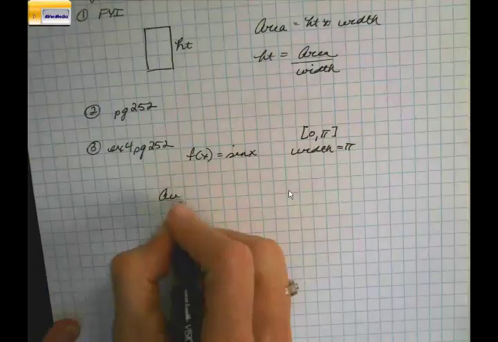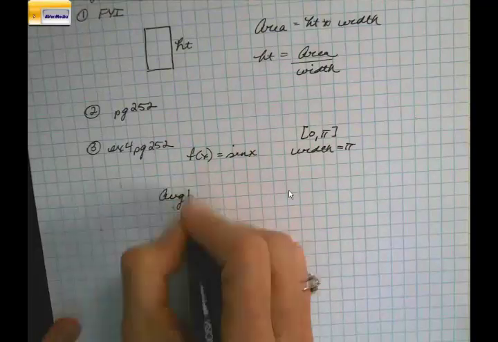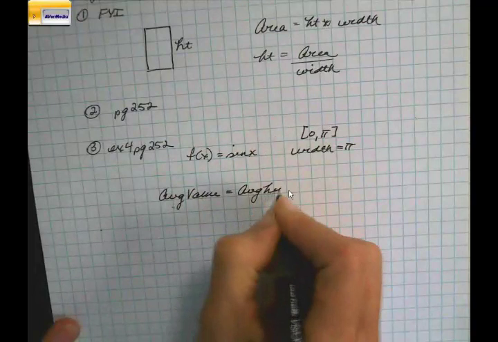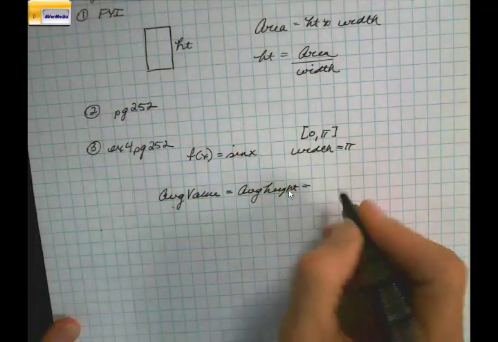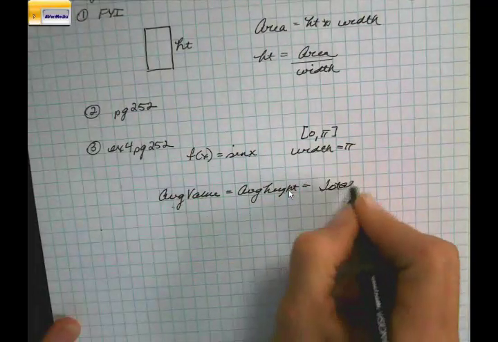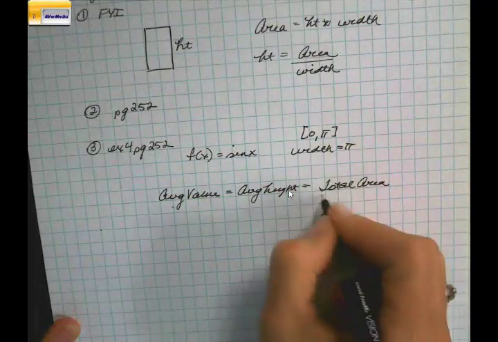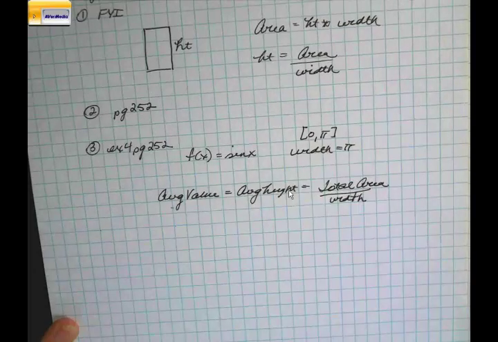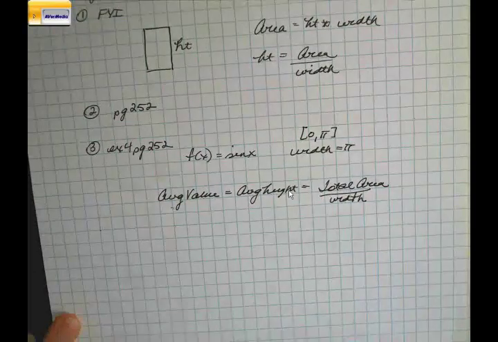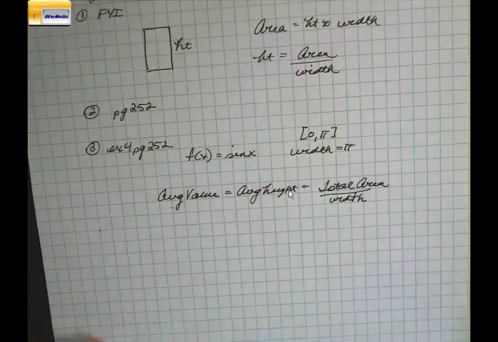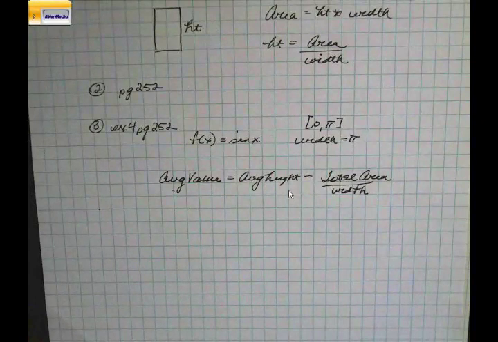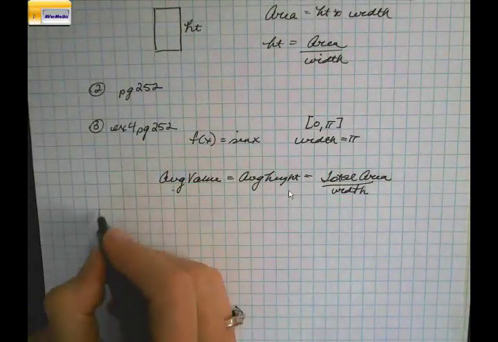So if we want to know the average value of the function, which again I'm going to emphasize is the average height, it will equal total area divided by width. So we've got to decide how we want to divide this thing up.